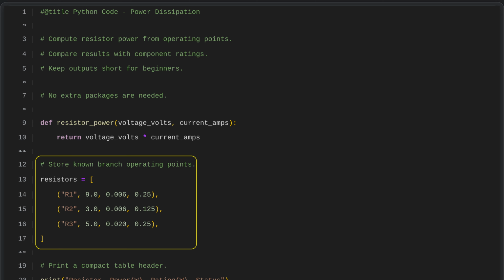A resistor data list is created to store key details for each resistor. Each entry includes the resistor's name, voltage, current, and power rating, making the data easy to access for later calculations and comparisons.